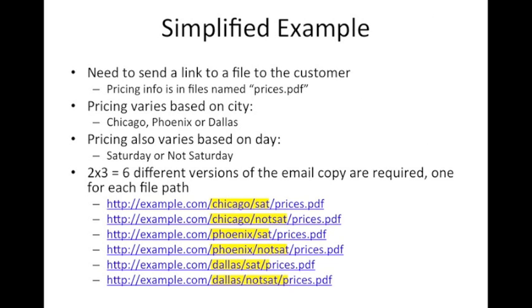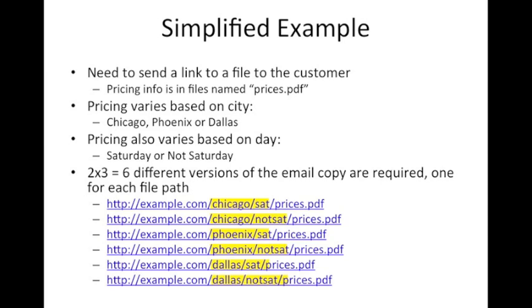So in this little video, I'm going to do a simplified example where you need to send a link to a file to the customer, and that file has pricing info, and the file is called prices.pdf. However, the price varies based upon the city that the customer lives in, Chicago, Phoenix, or Dallas, and the price also varies based upon the day that the service is going to be delivered, Saturday or not a Saturday. So the result is that yields 6 different versions of the email copy, one version for each path to the file that you want to send to the customer.